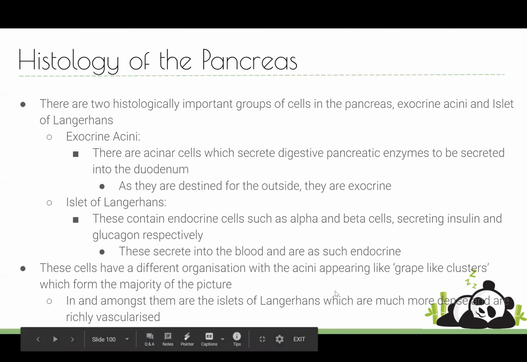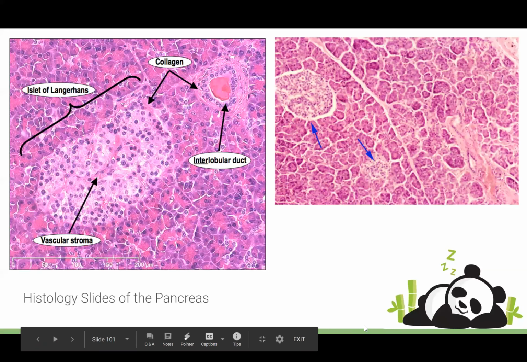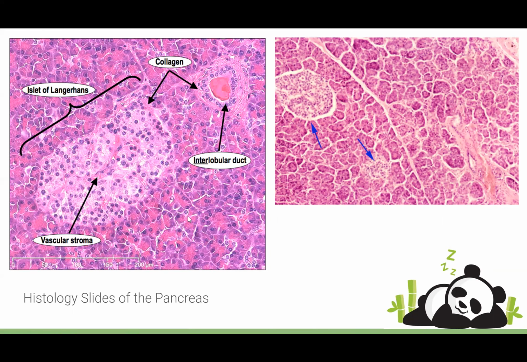These will look different. The acini will appear like grape-like clusters, whereas the islets of Langerhans will be much denser and richly vascularized, which you will hopefully see here. They're also a different color, which helps. And the acini, which are basically everything else, are these cluster-shaped structures here. So these clusters are acini, and these much denser cells are islets of Langerhans.